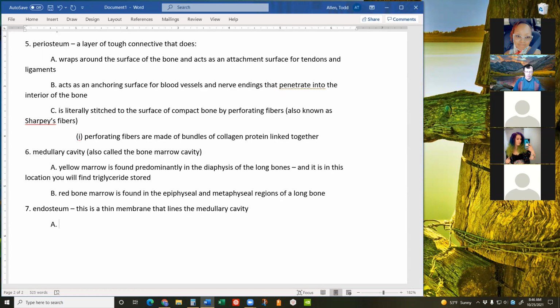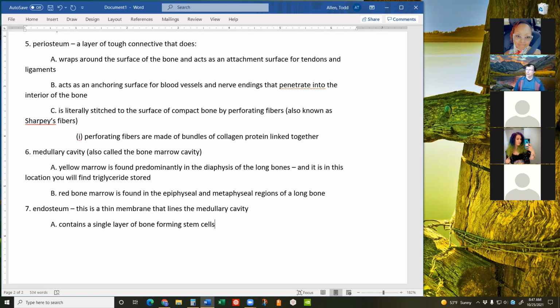What is significant about the endosteum is that it is made of a single layer of bone-forming cells. Basically, bone-forming stem cells make up a thin layer of cells that we call the endosteum that lines the inside of the marrow cavity, okay? This contains a single layer of bone-forming stem cells.